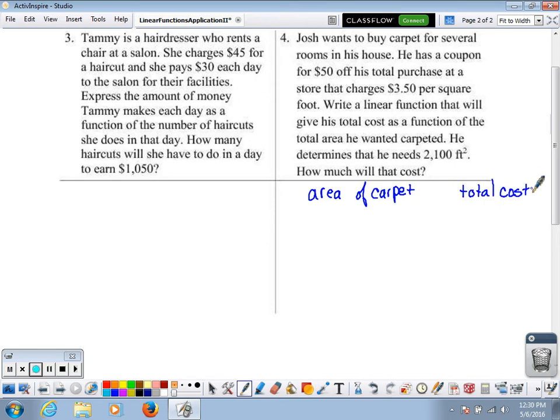Now let's do something a little different this time. Instead of just using x and y, let's pick some different variables. We get to write the equation, so let's pick whatever is going to fit the equation a little better. Well, how about capital A for area? That sounds familiar. And how about a capital C for total cost?